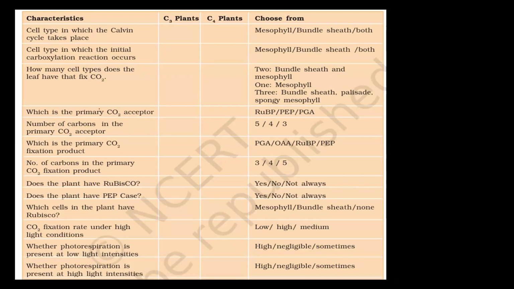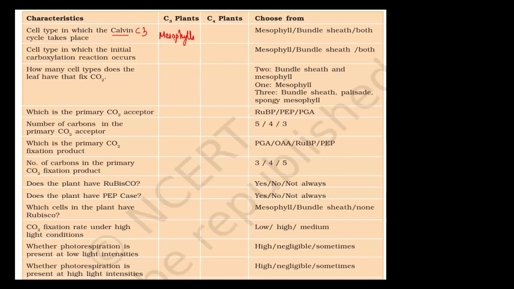So the first thing is, and it is kind of revision for you as well, the cell types in which the Calvin cycle takes place. So we have to answer in terms of C3 plants and C4 plants. So in C3 plants, where the Calvin cycle takes place, Calvin cycle is what? It is dark reaction, right? Or C3 cycle. So C3 cycle in the case of C3 plants takes place in the mesophyll, right?